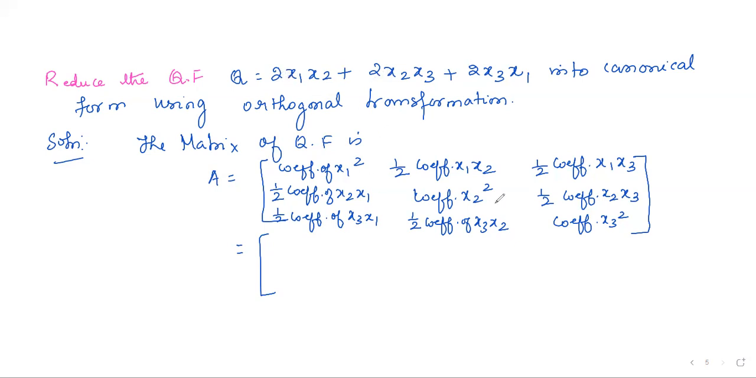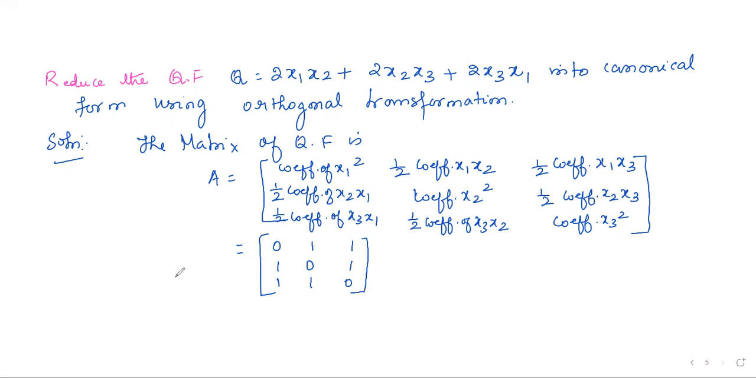So using this formula from the above given quadratic form, you can see there is no x1 square term, x2 square term, x3 square term. So all the diagonal elements are equal to 0. And coefficient of x1x2, x2x3, x3x1, all are same. All the coefficients are equal to 2. So whenever we write here, we have to divide it by 2. Therefore, we are going to get all the entries to be same: 0, 1, 1, then 1, 0, 1, and then 1, 1, 0.